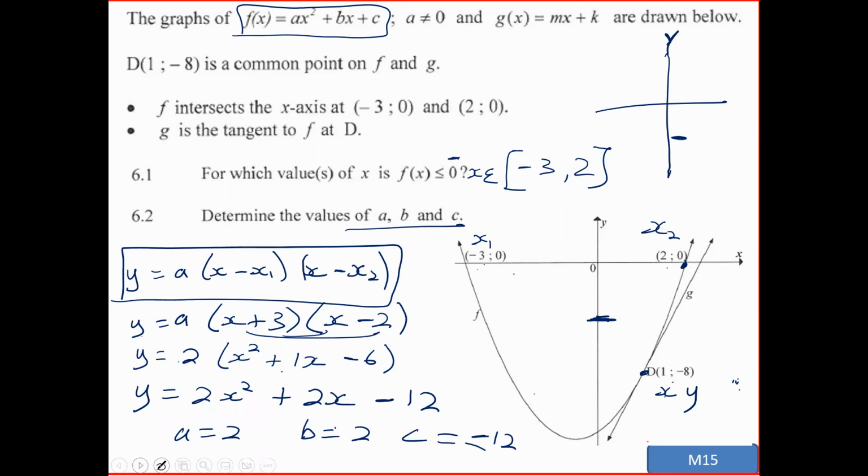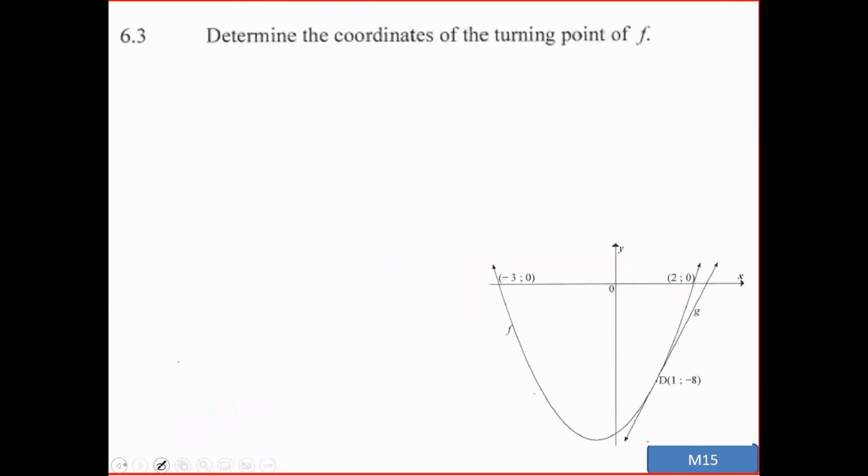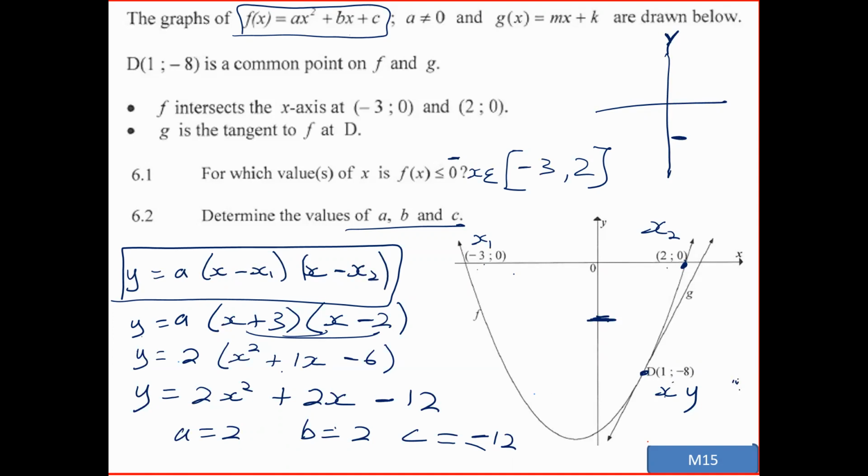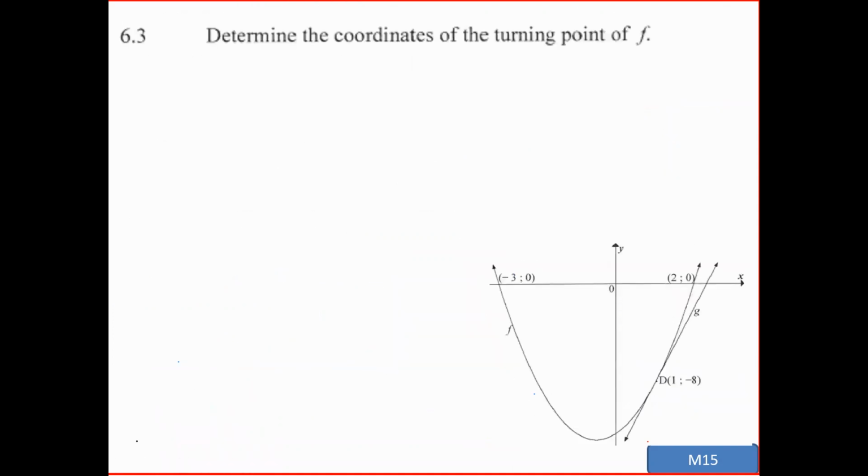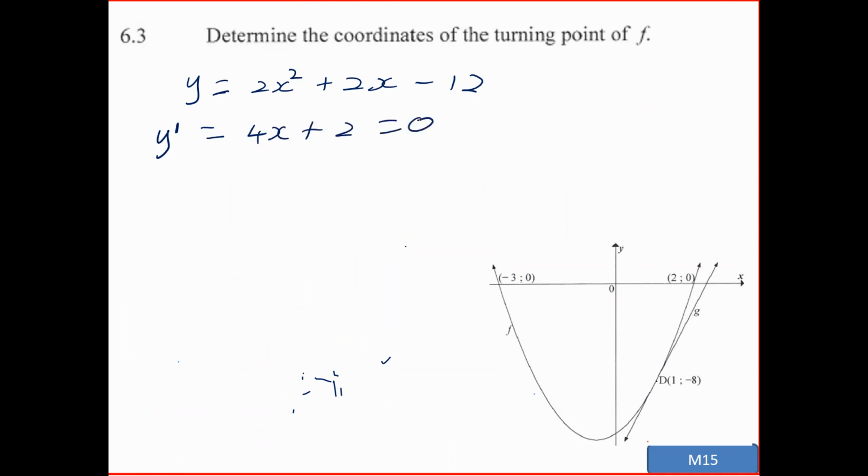Okay. So the next question is determine the turning point of the graph. So it's 2x squared plus 2x minus 12. So we got y is equal to 2x squared plus 2x minus 12. So I want you to use the derivative method. So we know y prime is equal to 4x plus 2 and equate that to 0.